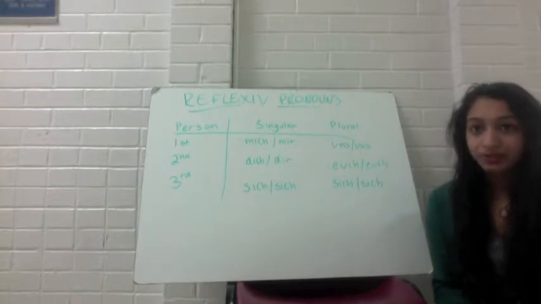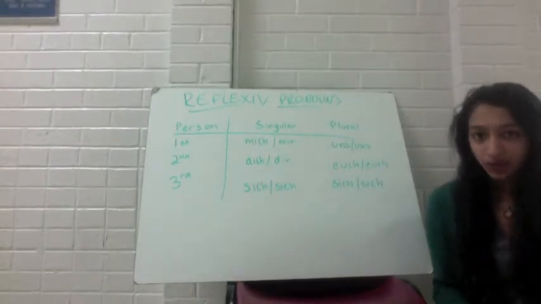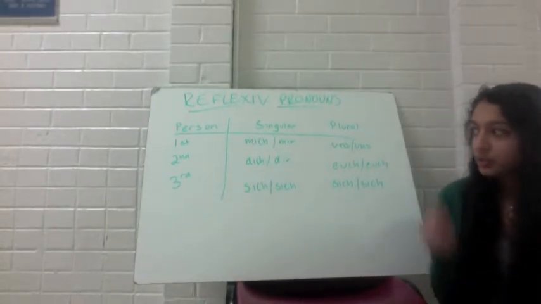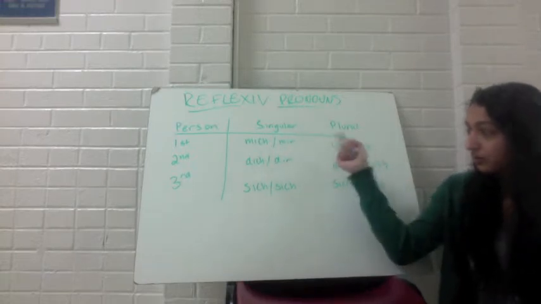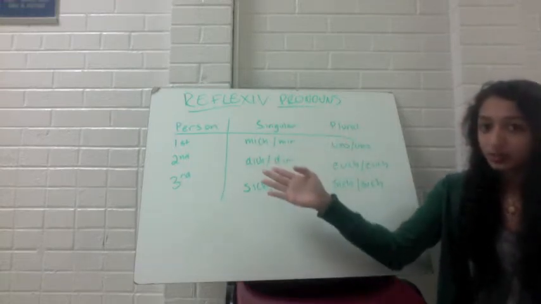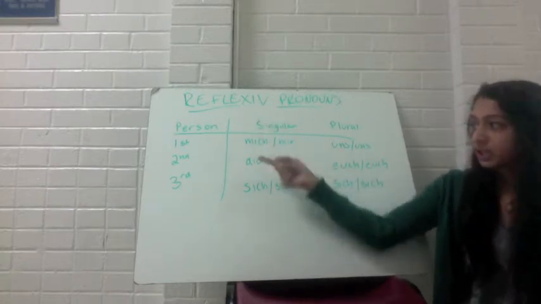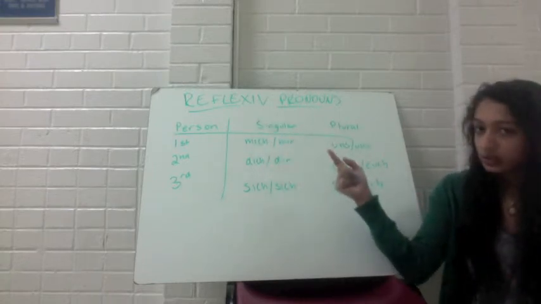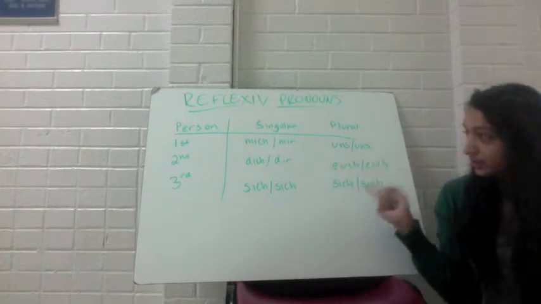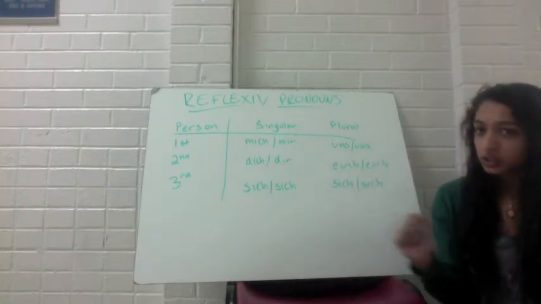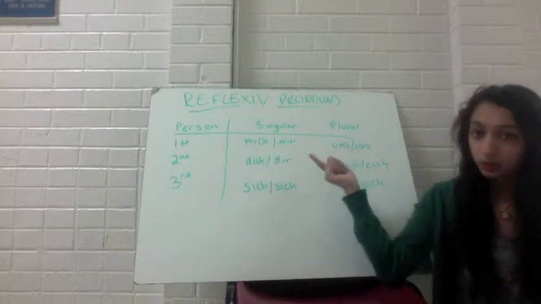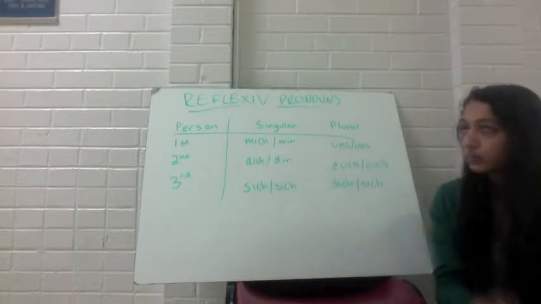Okay, when you use reflexive verben, you need to use a pronoun right after the verb. For the accusative and dative, these are the pronouns you need to use. For the accusative, for first, second, and third person, you use mich, dich, sich, uns, euch, and sich. And then the only ones that change in dative are mich and dich, which change to mir and dir.